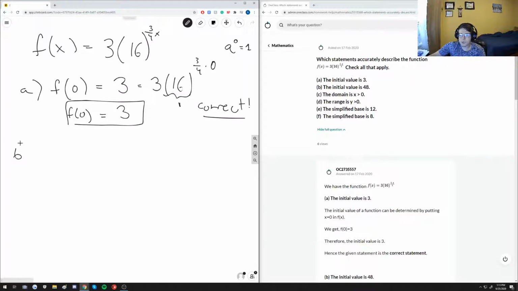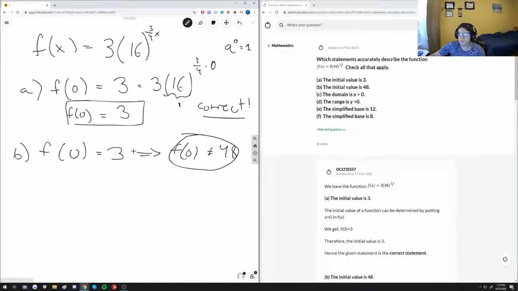All right. Our next statement: the initial value is 48. Since we already found that the initial value is 3, we know that it's 3, then that implies that it's not 48, right? So that would be incorrect.